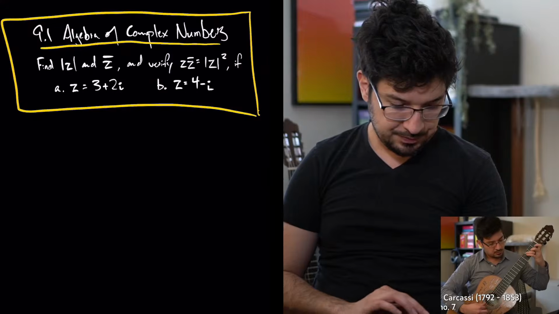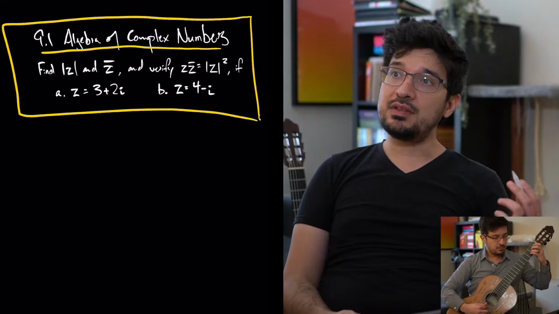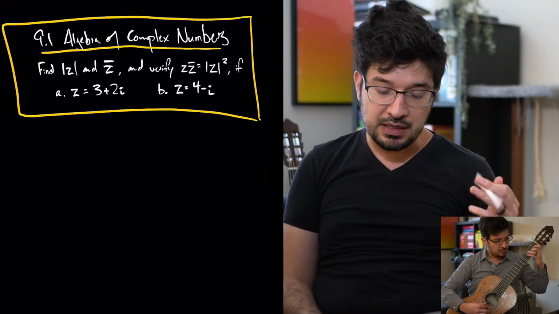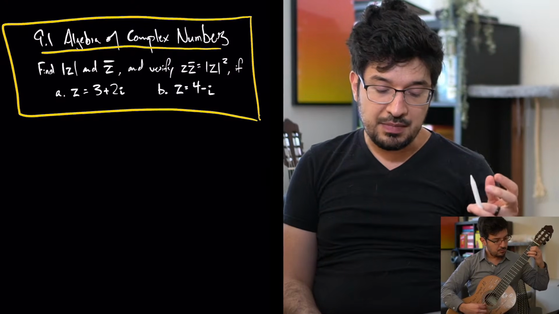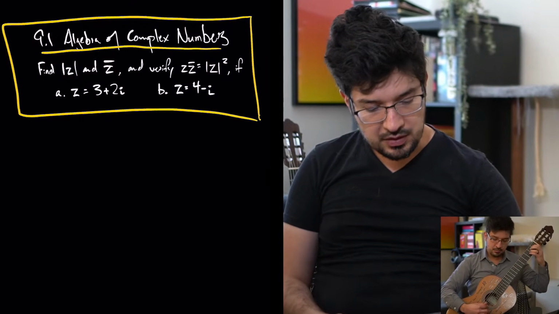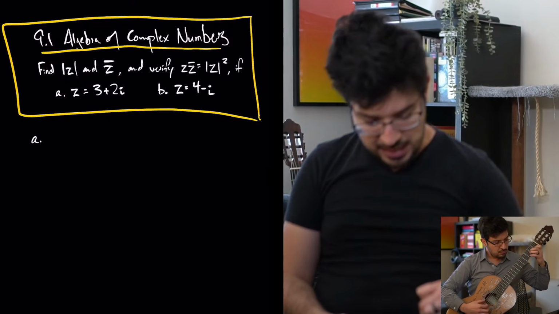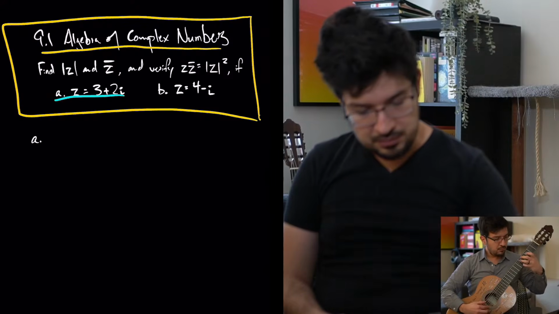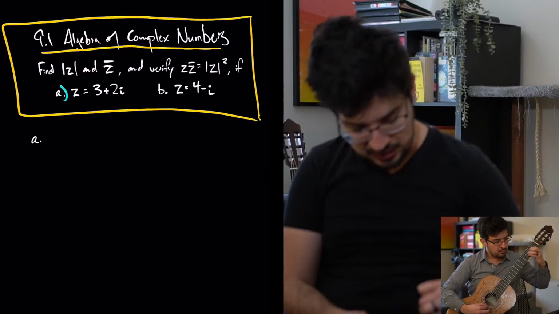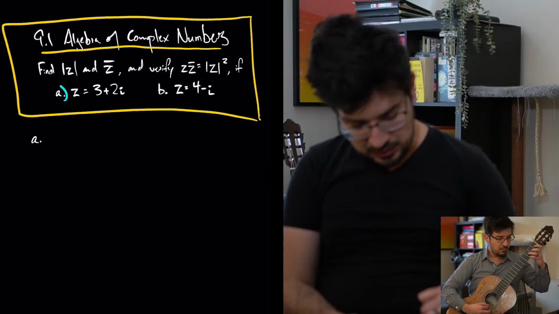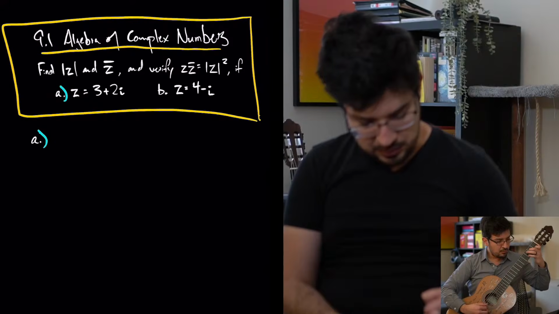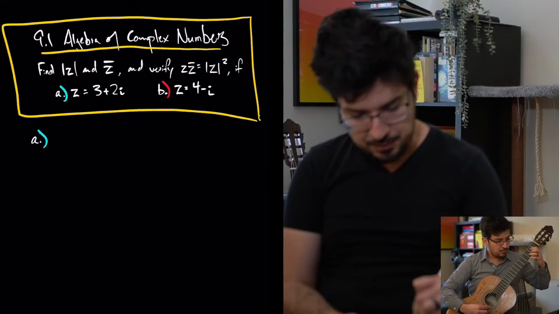Here's the first problem. Find z and z bar and verify that the product of z and z bar is the magnitude of z squared in these two different cases. So in part A, should we give these two different colors? Let's do blue. And we could also do red.